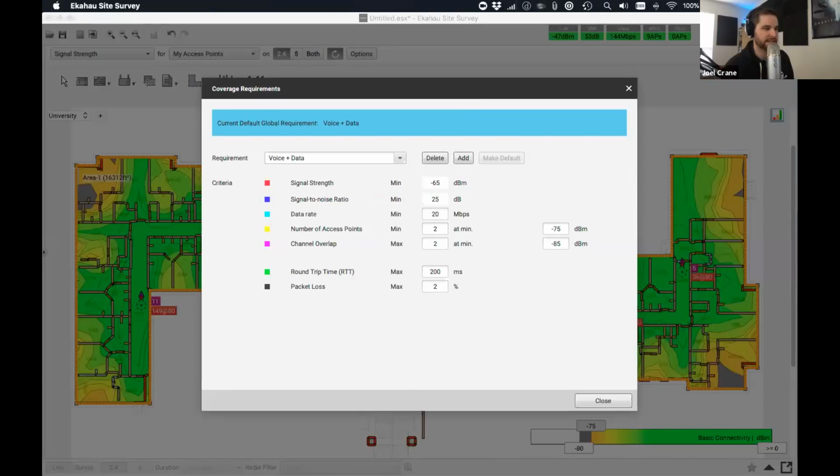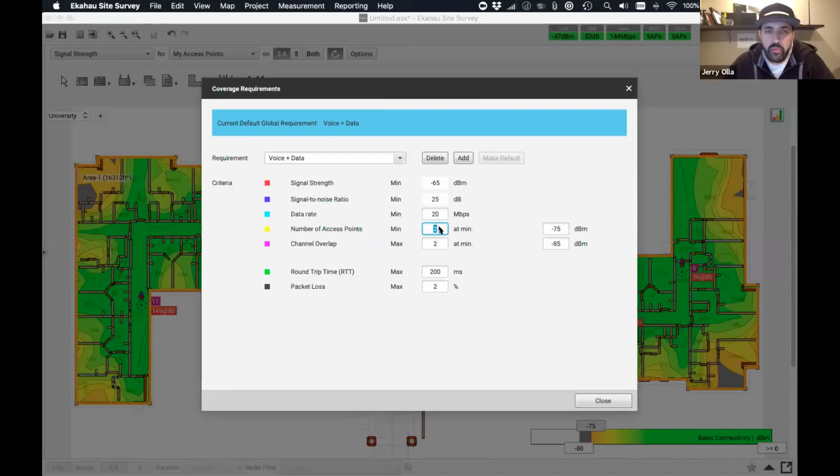Yep, I see -65 for voice, and I'm going to say voice over Wi-Fi is a distinct possibility here. Dan did an office at -60. Wow, that's hot. But hey, if that's what you need to do, that's what you need to do. What about number of access points?